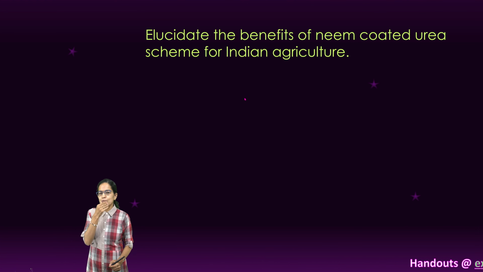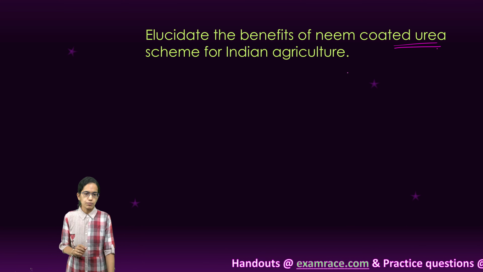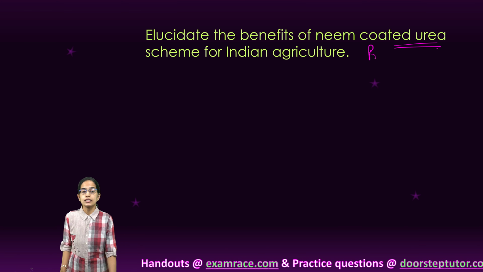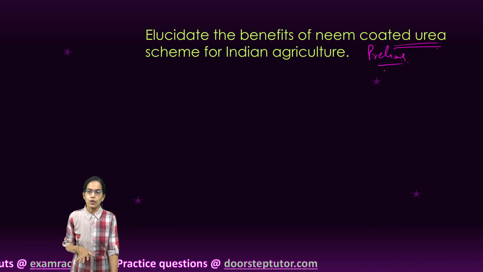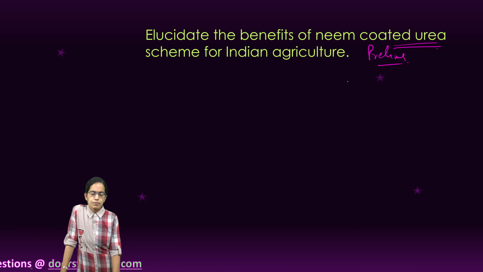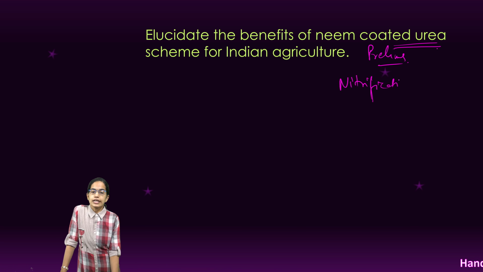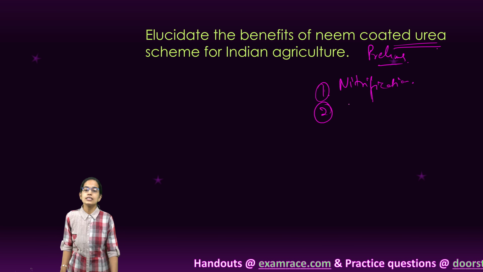The next is the benefit of neem coated urea for Indian agriculture. A very important question. This was also asked in your prelims the year before last, so for mains again it was important. We mentioned that time as well. Now, some of the benefits of neem coated urea are that it slows down the process of nitrification of urea. That's the most important thing. Since it's coated with neem, it slows down the process of nitrification, and enhances the yield.